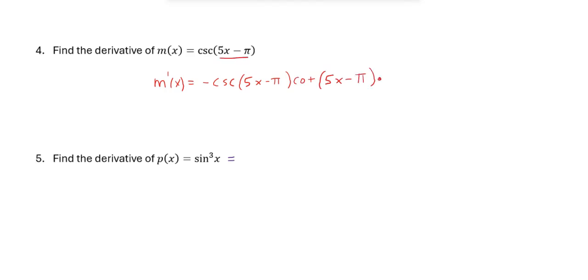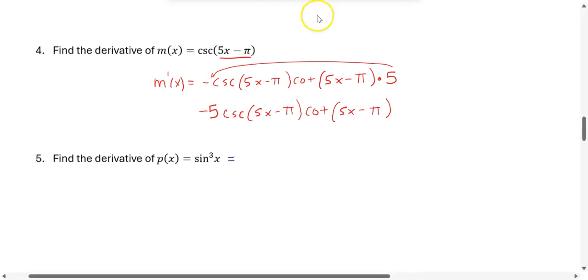Times the derivative of what's inside. The derivative of 5x is 5. The derivative of pi, a constant, is 0. It would also be cleaner to rewrite it with a 5 in front, so I might just rewrite it: negative 5 cosecant 5x minus pi cotangent 5x minus pi.